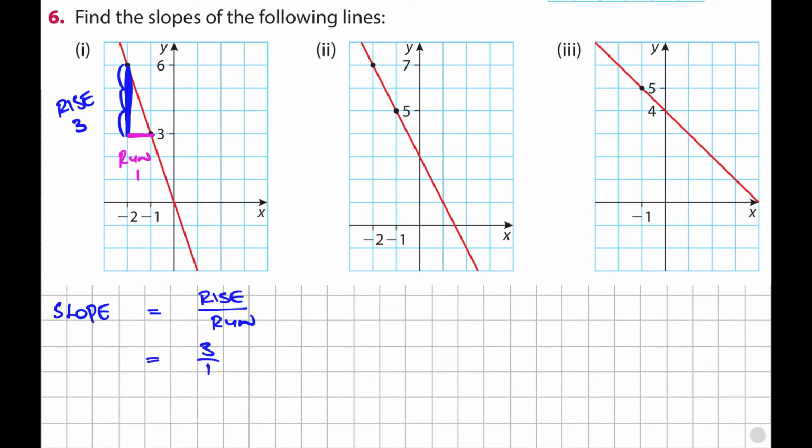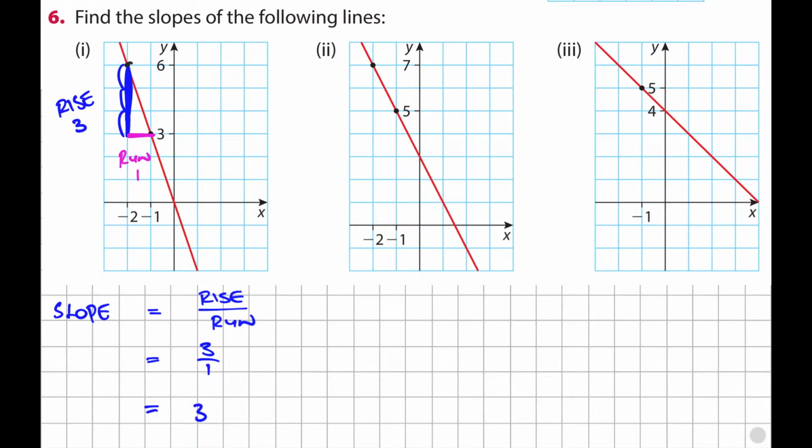And anything divided by 1 is the same as just being by itself, because I can't divide 3 into one equal part. So 3 divided by 1 is equal to 3. Now, they want us to be able to use the formula for finding slope also, right? So what I'm going to do now is show you how we'd use the formula.